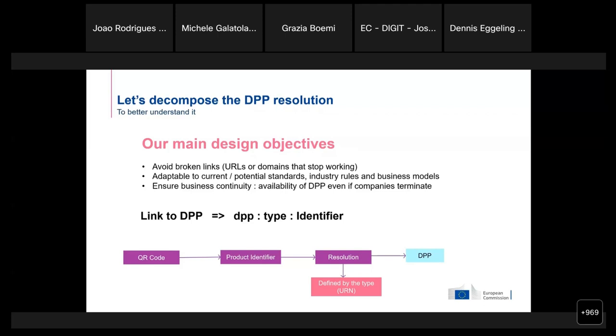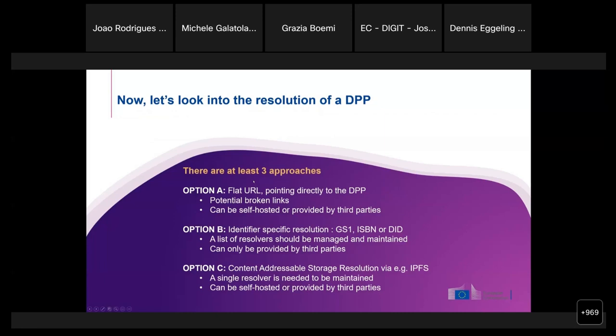Next slide, please. After some discussions, we consider from this analysis that at least we see 3 approaches. Okay. First, flat URLs that are offering HTTP links to the products. This storage can be self-hosted by economic operators, or it can be provided by third parties. It has the problem of these potential broken links that is happening nowadays. Second, we have a set of identifiers that has specific resolutions, like decentralized identifiers, GS1 or ISBN. It has the requirement of maintaining and managing a list of resolvers and how to conduct these endpoints. This service cannot be self-hosted. I mean, we need a third party that is providing this service.